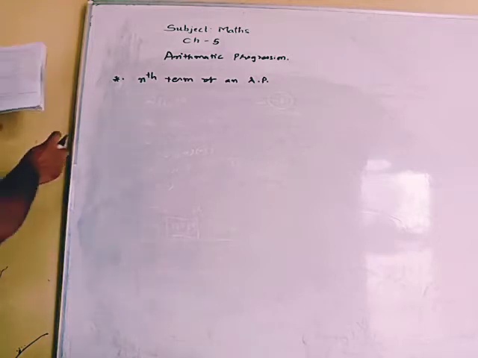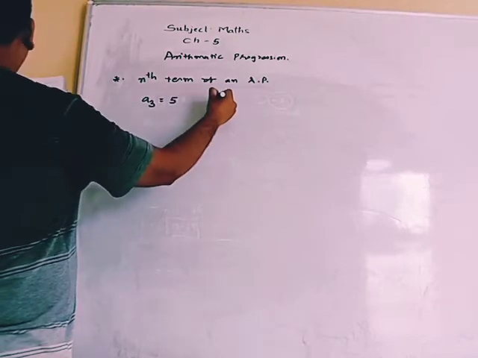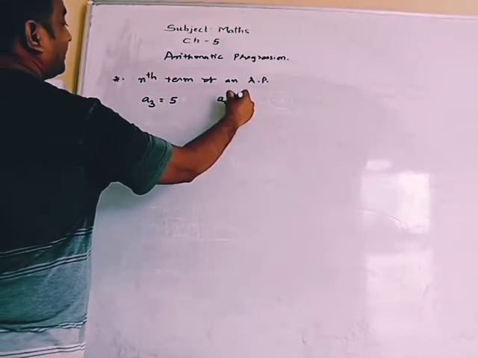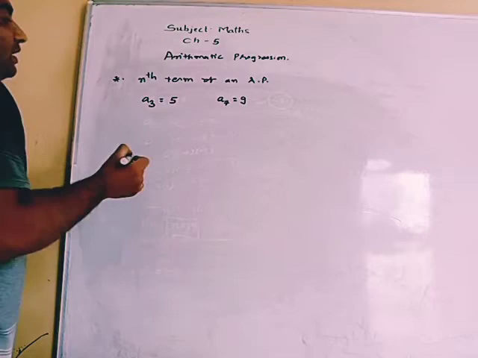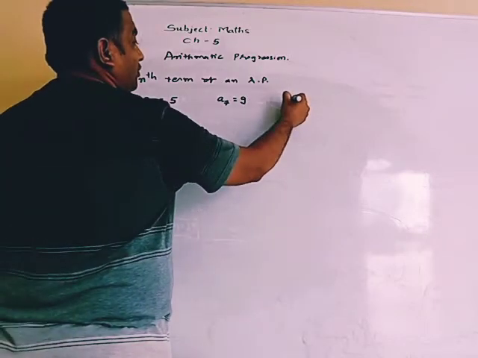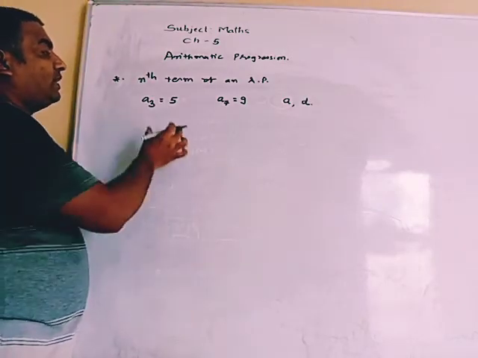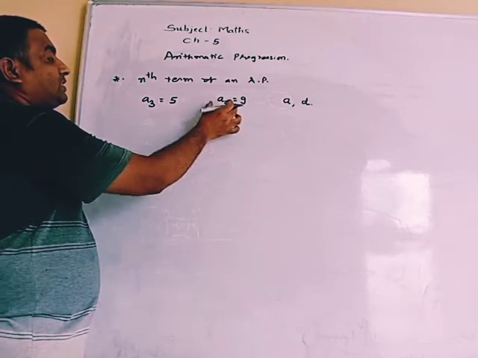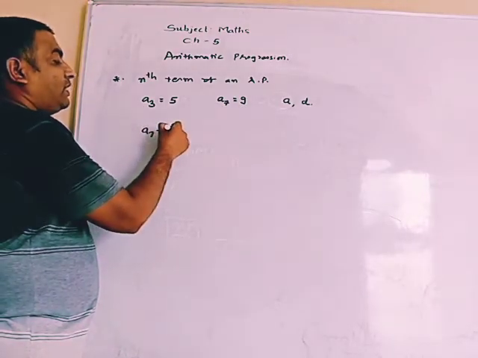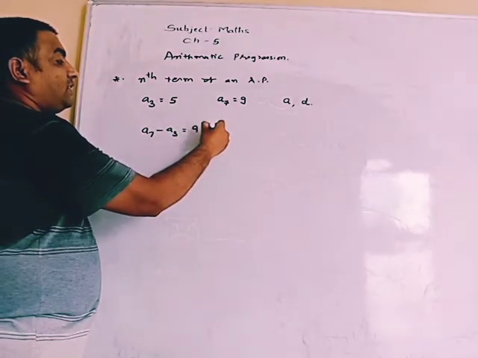Now the next example, example 5. The third term a3 is given as 5 and the 7th term a7 is given as 9. Then determine the AP. To determine the AP, we want a and d, but these values are not given. Instead, only two terms are given. So we subtract the smaller term from the larger term. We take a7 minus a3, that is 9 minus 5.